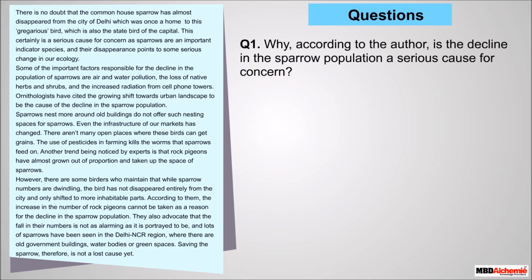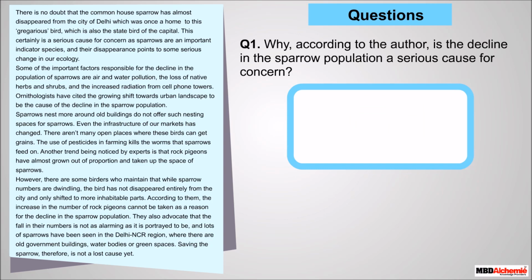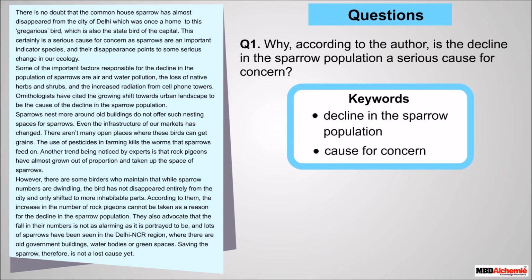Now, the first question is, why, according to the author, is the decline in the sparrow population a serious cause for concern? What are the key words that come to mind as you read this question? Decline in the sparrow population and cause for concern. Let us look for these keywords in the passage. We may not find all the keywords, but if we can locate some of these, it will serve our purpose.